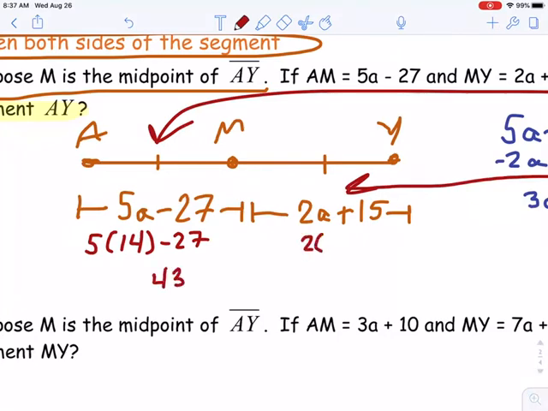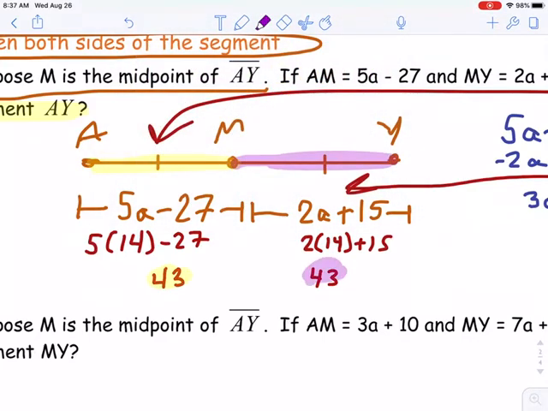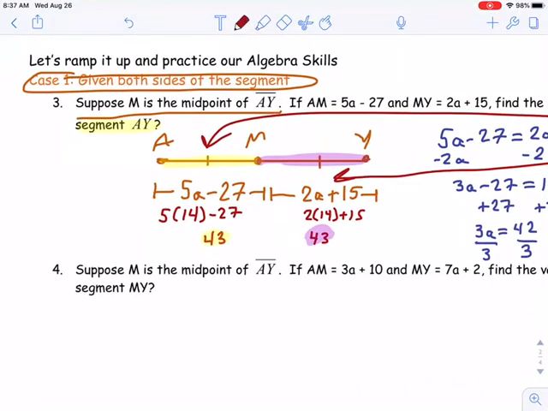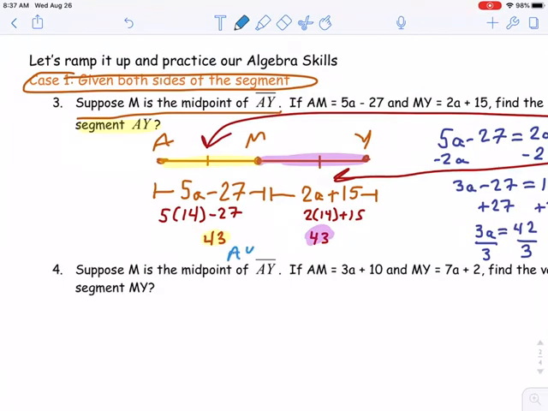Plug it in here. So what's nice about this is I'm basically checking my work. I should get 43, I'm so nervous. If it's not 43, that means something went wrong. I plugged it into my calculator, whew, I got 43. So this portion, 43. This portion, 43. Well, good, M is the midpoint, so both sides should be the same. So that means that AY, the total, is 86 units long.